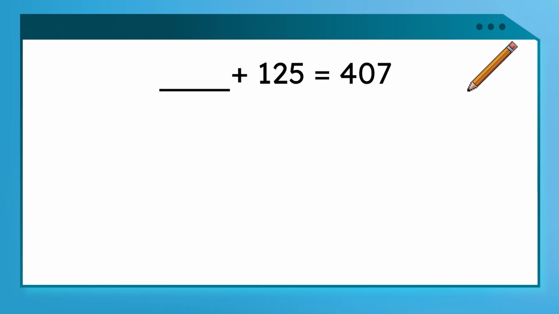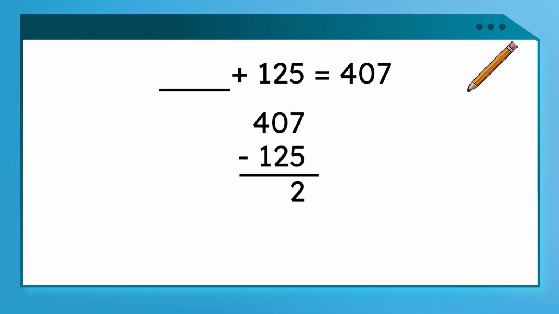The sum. We'll rewrite 407 first. Now, what do you think we should subtract from 407? Well, there's only one number left, 125. We have 407 minus 125. What should we do first? Right. We write the problem vertically. Then we subtract, starting with the smallest place value, which is the ones. 7 minus 5 is 2.